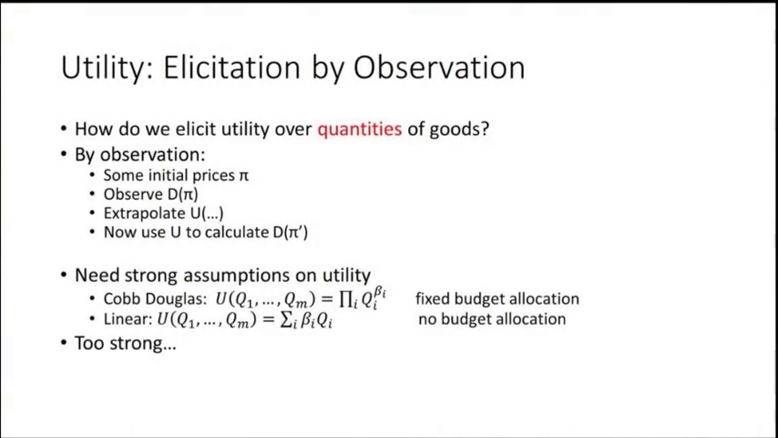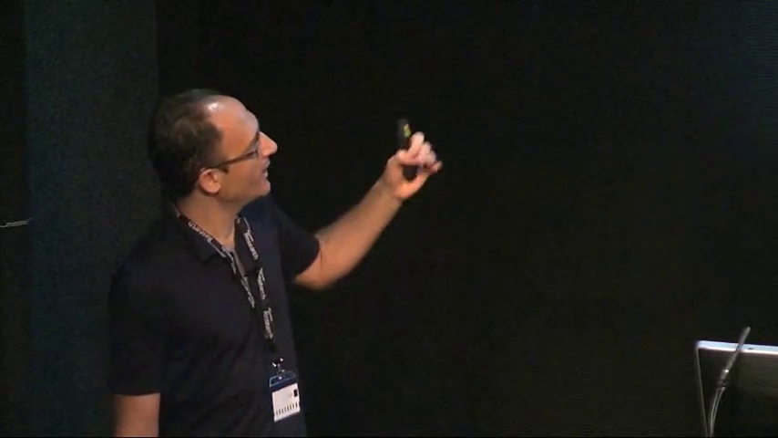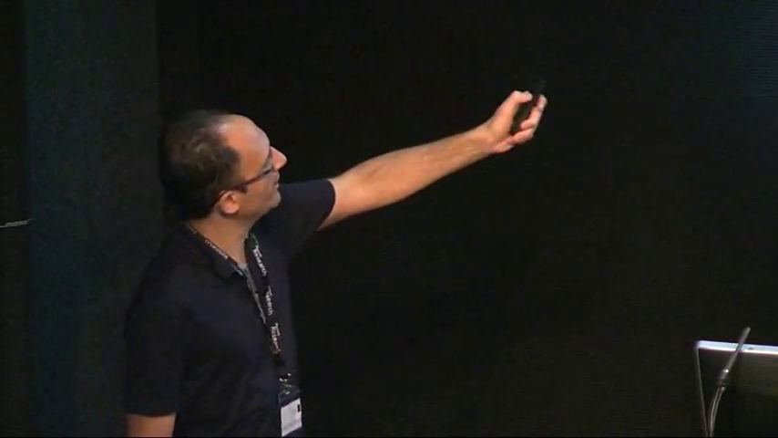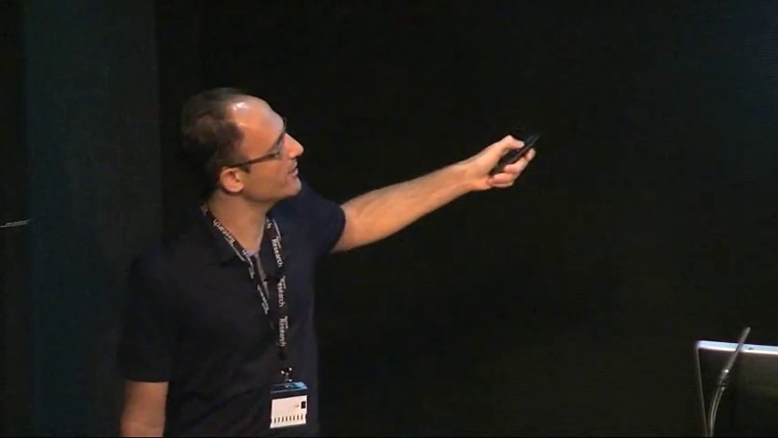It turns out that this can actually be done: we can extrapolate a utility function from one observation under very strong assumptions on utility. There are two examples here. One is called the Cobb-Douglas utility function. Under Cobb-Douglas, we divide the budget in a fixed way between different kinds of goods. So if we have utility over two goods, and under some price vector we spend 60% of our budget on one good and 40% on the other good, then this is going to be the case for any other price vector. So this is very firm.